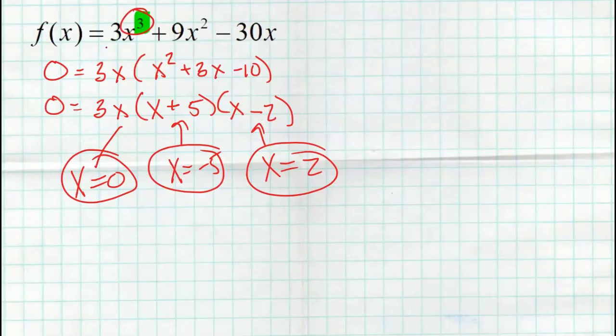Now, what are the multiplicities of these? Well, they're all technically to the first. They all appear one time, so technically they all have a multiplicity of 1.